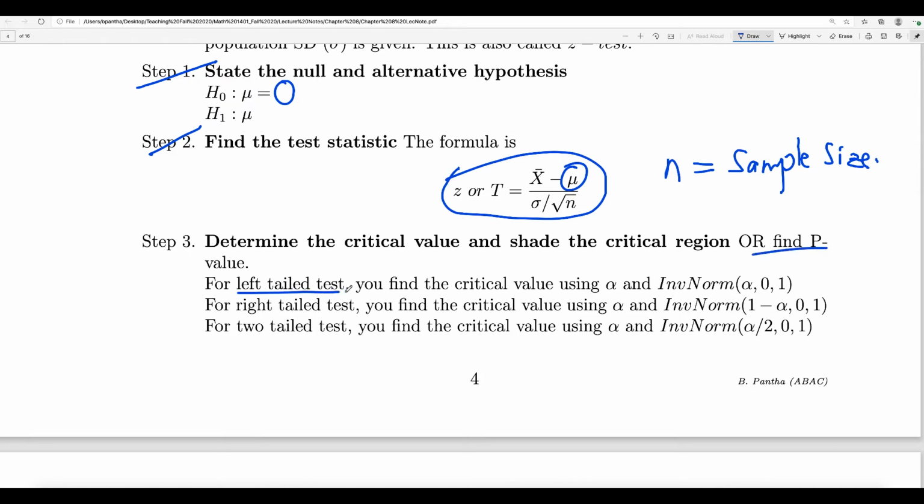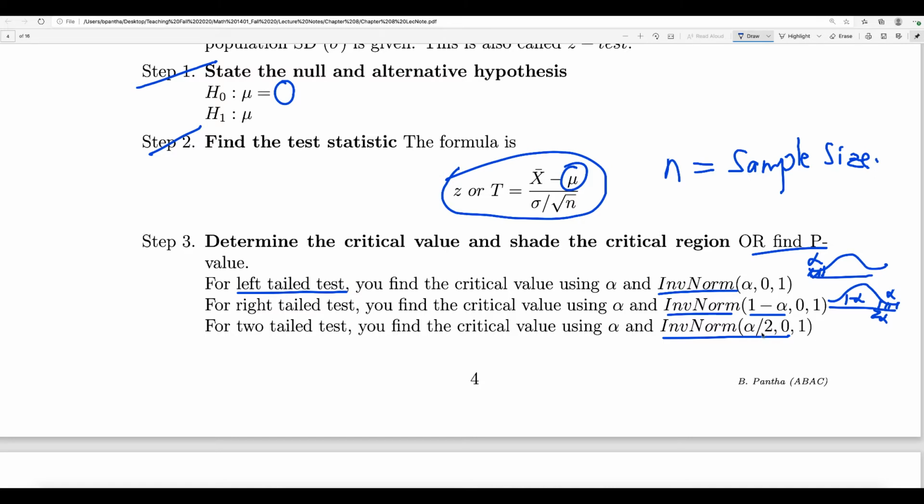So for the left tail test, this is what you use: inverse norm and then alpha comma 0 comma 1. For the right tail test, you use inverse norm because we need the left area, that's why you do 1 minus alpha and 0 comma 1. And for the two tail test, you find out alpha half and then you do inverse norm alpha half 0 1 and inverse norm 1 minus alpha half 0 1, because it is like for the left tail test, alpha is on the left, that's why you enter alpha in the inverse norm. For the right tail test, alpha is on the right but 1 minus alpha will be on the left, because you need to enter the left area of Z alpha, area left of Z alpha is the 1 minus alpha, that's why you enter that in your calculator.